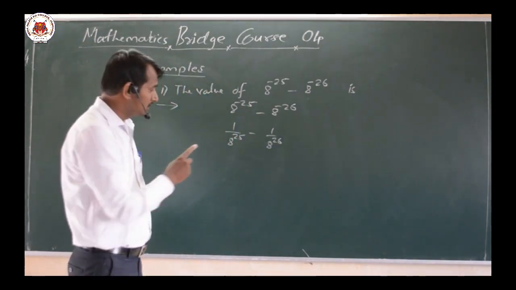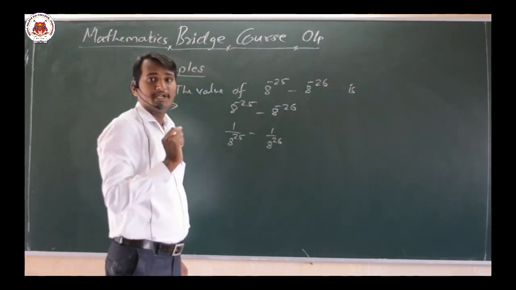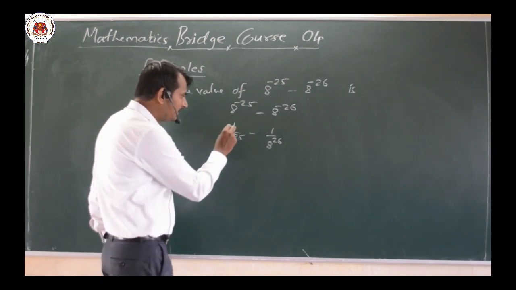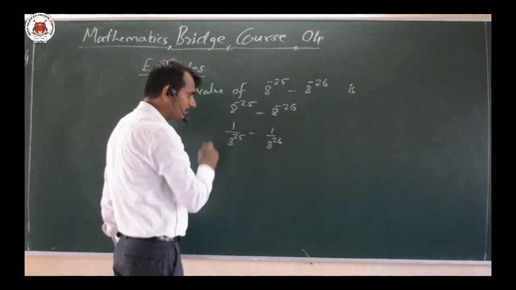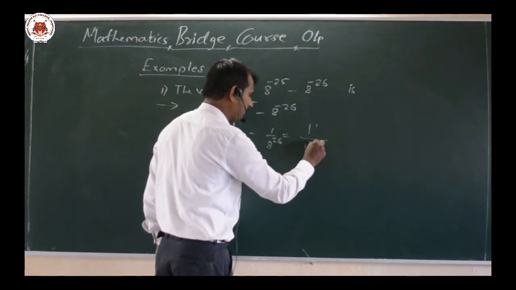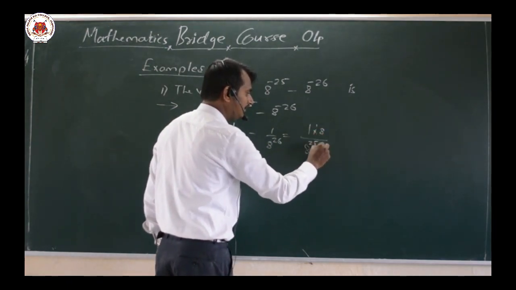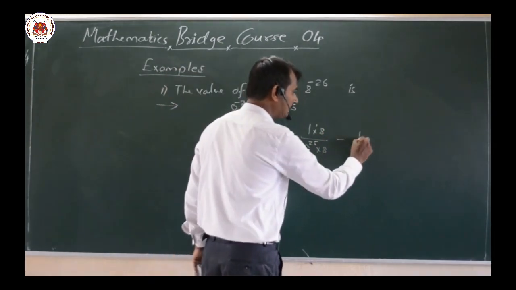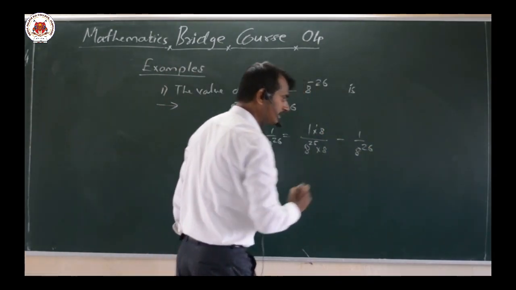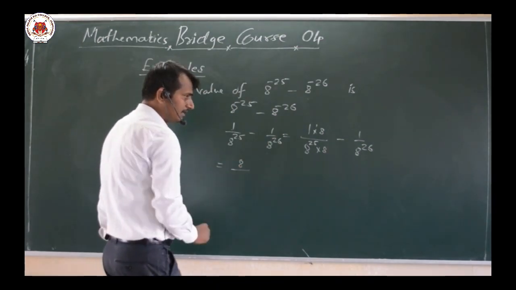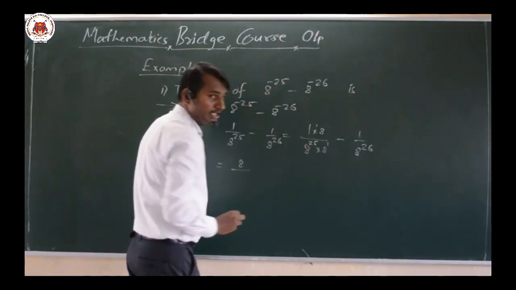But the bases are not same here. How to make the base the same here? That is very important. Now here, for this particular thing, that is 1 divided by 8 to the power of 25, can I multiply and divide by 8 here? That means 8 gets eliminated here. Here we have 1 divided by 8 to the power of 26, same as it is. Now we can observe that here 8 to the power of 1 is there.